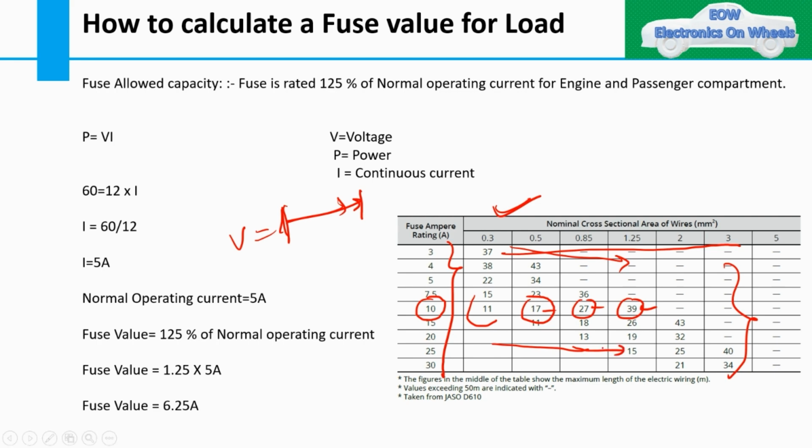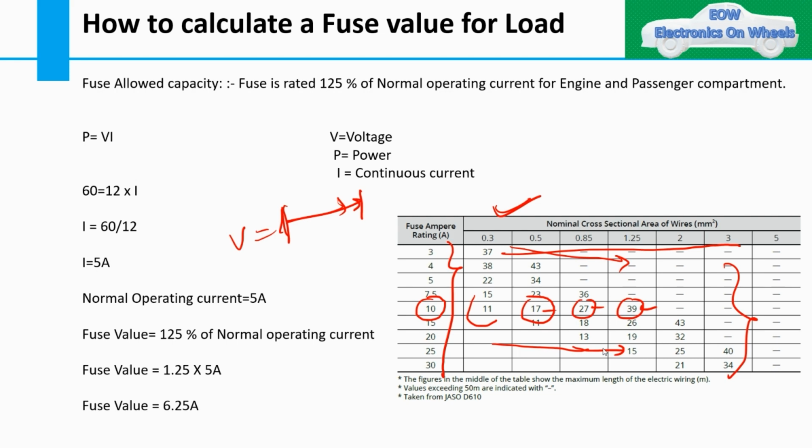It means if you are using the higher cross section of the wire, then you can increase your length, so that the voltage drop will be lesser. So this has one calculation on voltage drop, but as of now you just understand this thing, that how we are calculating the fuse value.